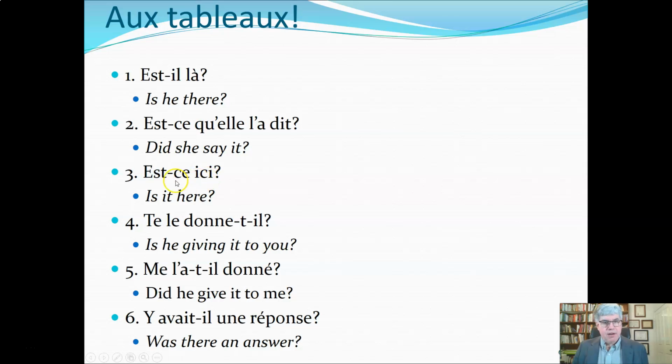Now here we've got the word "c'est", C apostrophe EST, in inversion. So this would be, is it here? And the answer would be, oui, c'est ici.